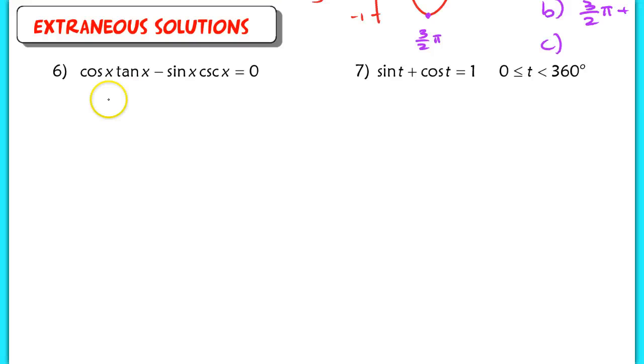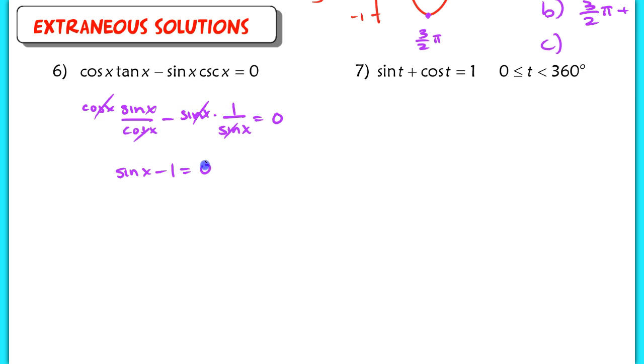So for example here, I have the cosine of x times the tangent of x, which I will rewrite as sine of x over cosine of x, minus the sine of x times the cosecant of x, which I'll write as 1 over sine of x. Now just by canceling, I end up with sine of x minus 1 equals 0. This is pretty easy to solve. I end up with x equaling pi over 2. So the sine of x is equal to 1 at pi over 2, and since it's got a period of 2 pi, I can write that as plus 2 pi k, or 2 pi n.